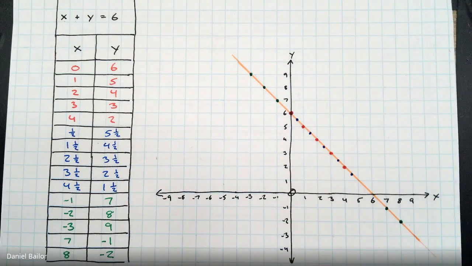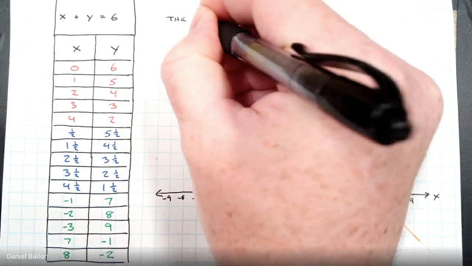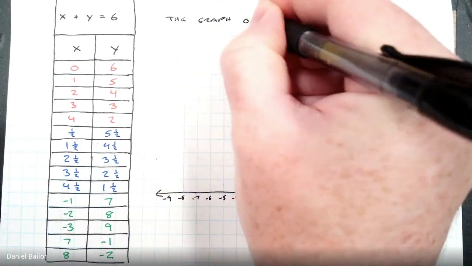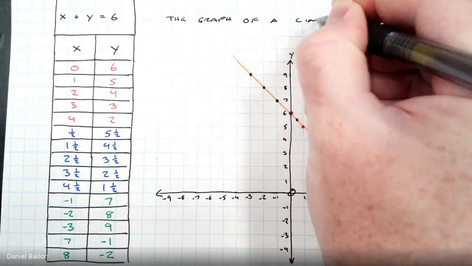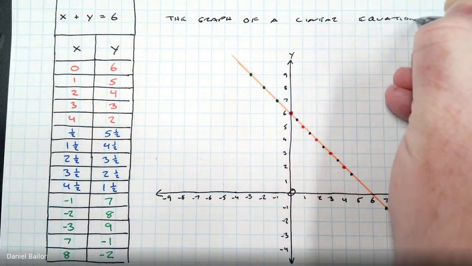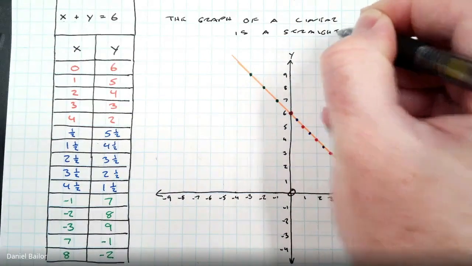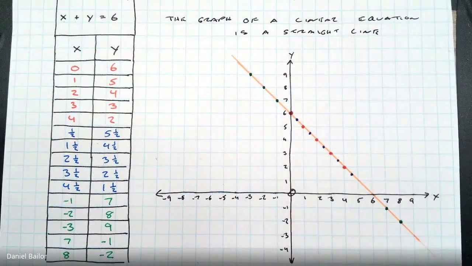But this is enough evidence where we can know that the graph of a linear equation is a straight line. That's the big lesson for today. The graph of a linear equation is a straight line.